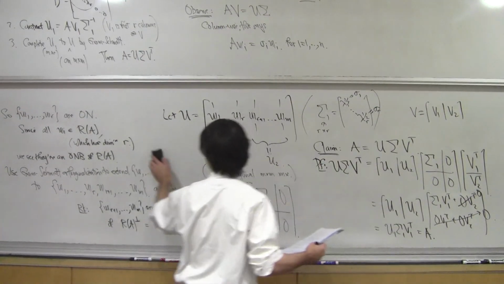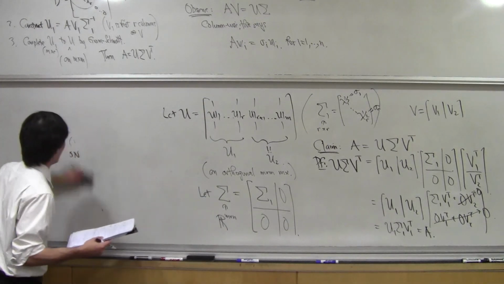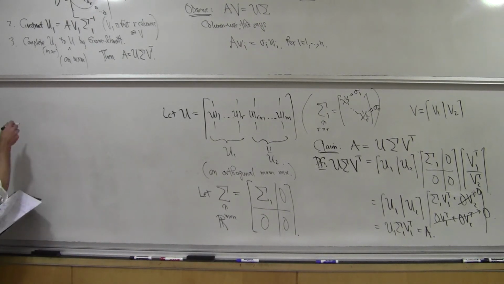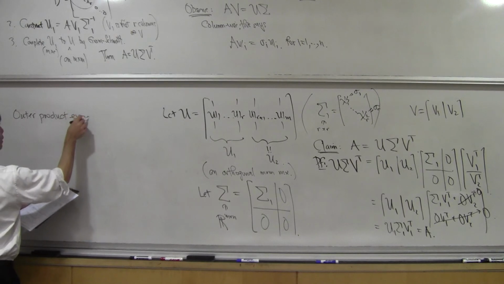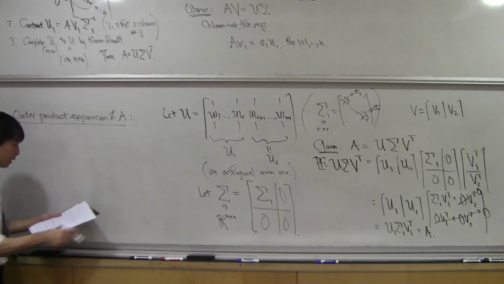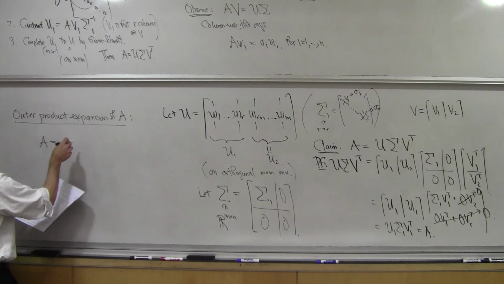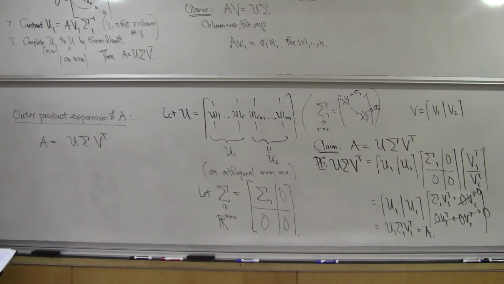The last thing I want to say is the most important in terms of application. Something called the outer product expansion. The outer product expansion of A. Okay, so A is U sigma V transpose, and I'm going to group it like U sigma V transpose.